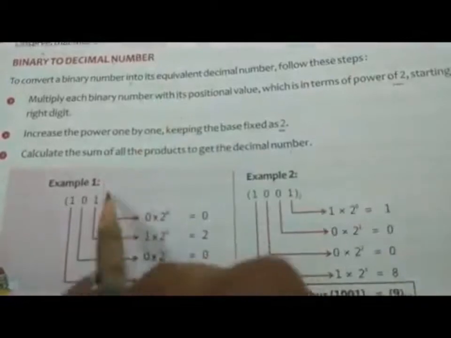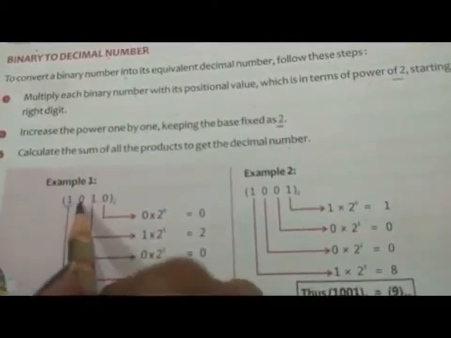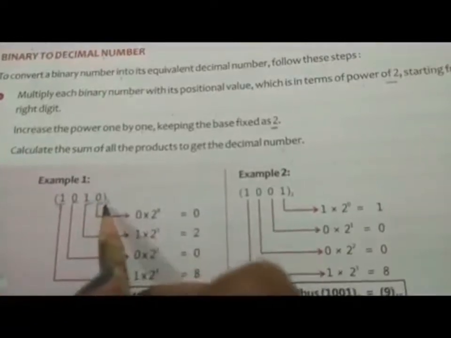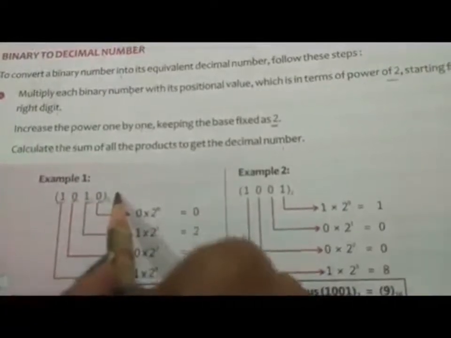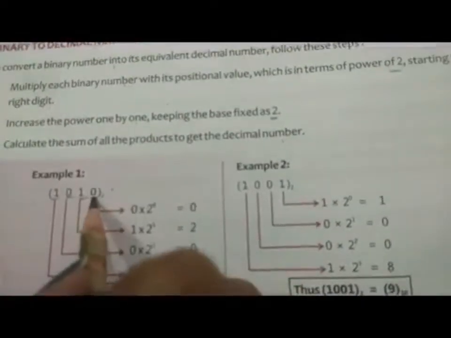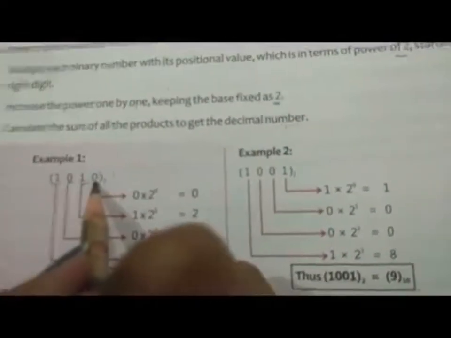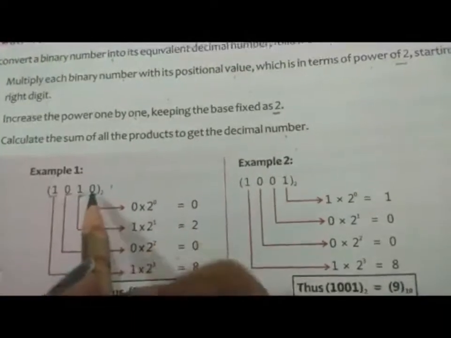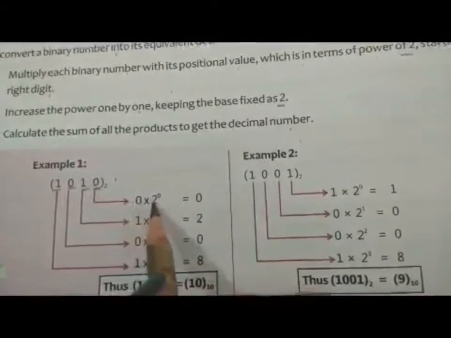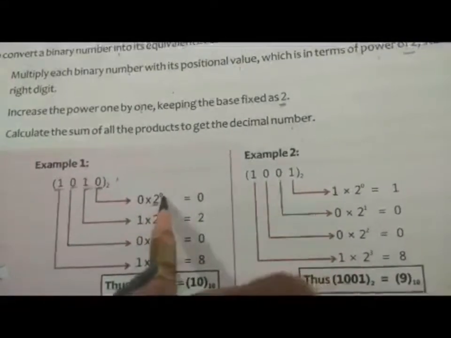For example, we have the binary number 1 0 1 0. Right? This is the binary equivalent. Now we have to convert it into the decimal number. So what is the positional value of 0? It is units. So we have to multiply it with the base and power of 2. So 0 into 2 raised to power 0.